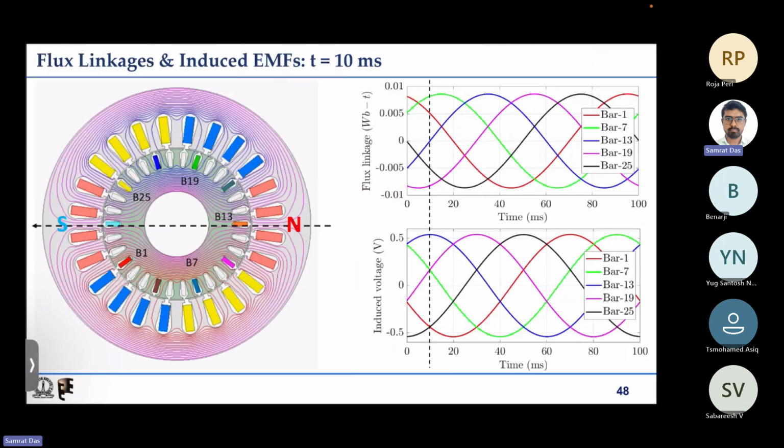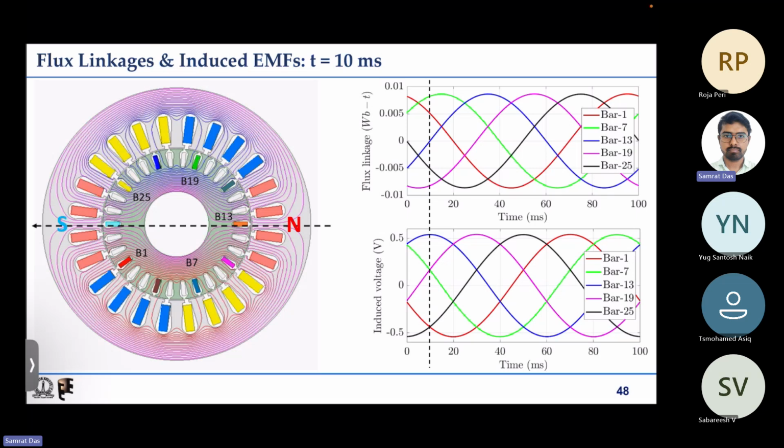Next we looked at a different instance. The first instant I discussed in detail: we stopped at an instant, and at that instant this is the field.